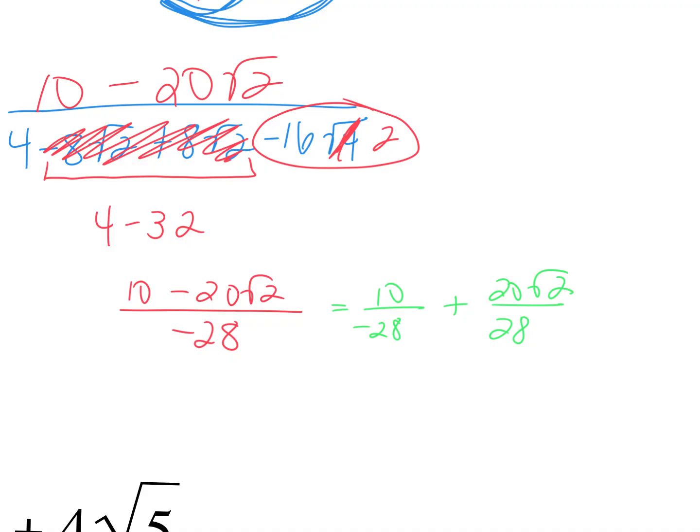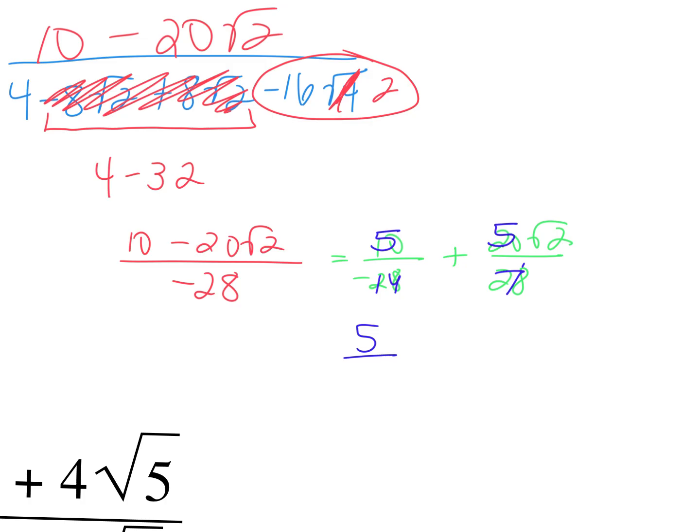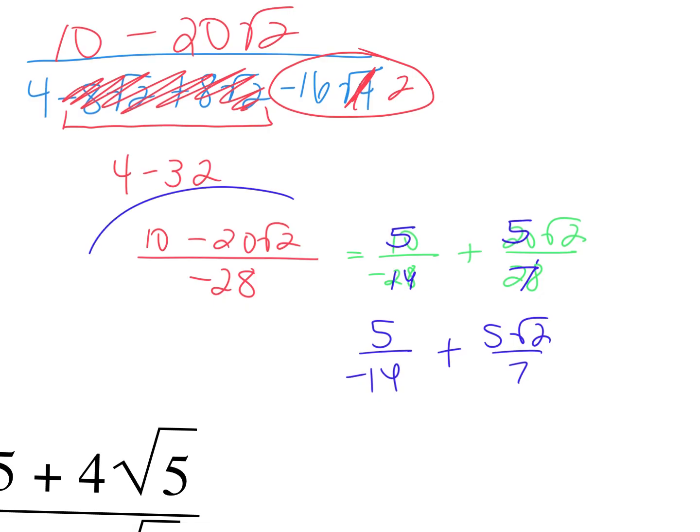So this becomes 5 over 14. And then what goes into both 20 and 28? 4. So this becomes 5 and 7. So this answer, if it was completely simplified, would be like this. But again, if you can get here, I'm super happy. We'll work on the simplifying part.